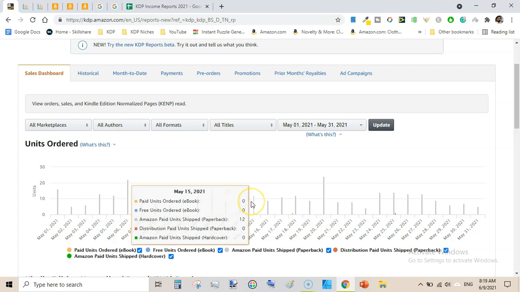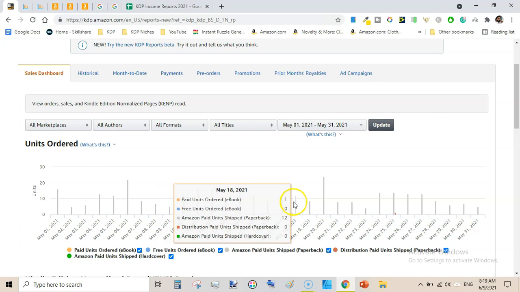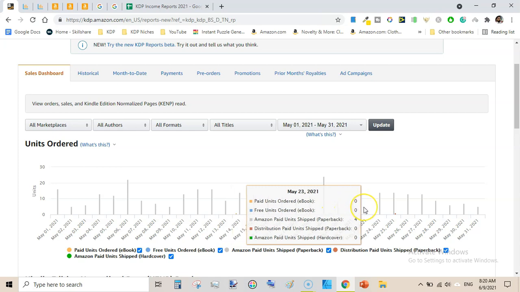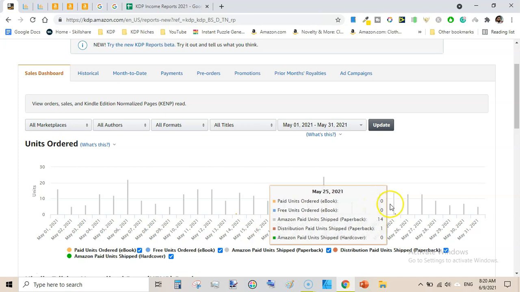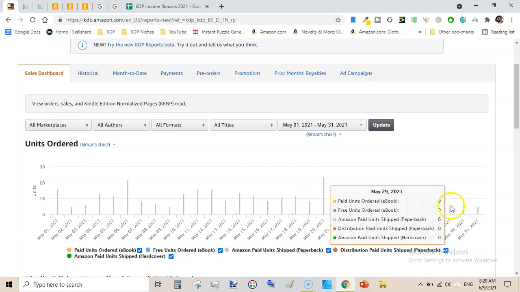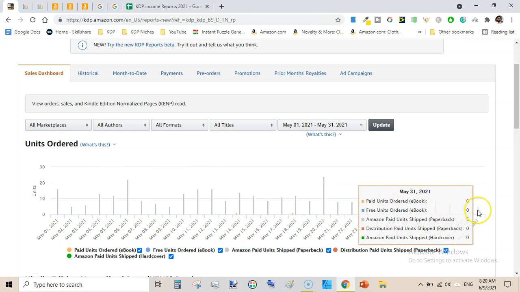and 1 ebook sold, 12 units on May 15, 9 units on May 16th, 11 units, 12 units, 9 units, and here is another very good day, that is May 20th, 24 units, 8 units, 8 units again, 5, perhaps this is the lowest day, 14 units on May 24, 14 again, 13, 9, and 6 units on May 29, 7 units, and on the last day May 31st, 5 units.